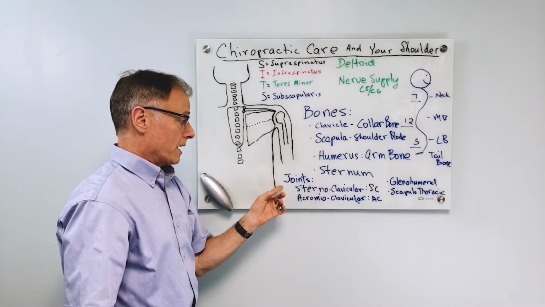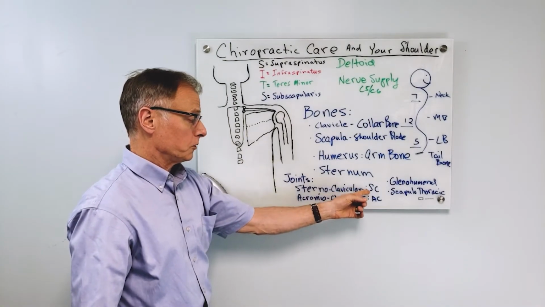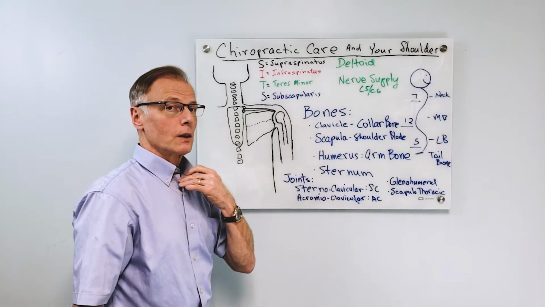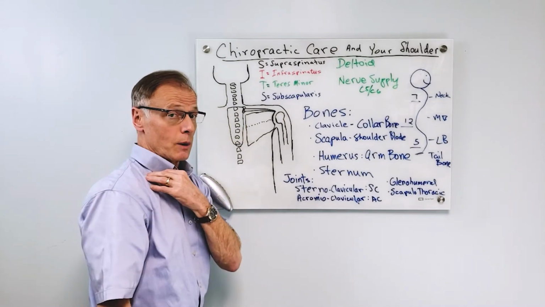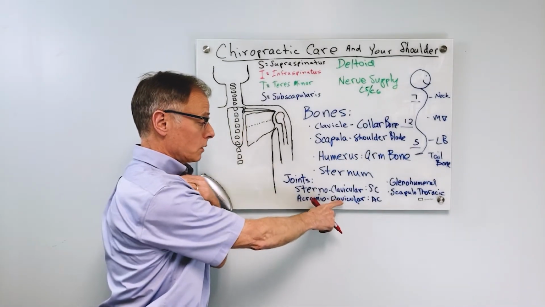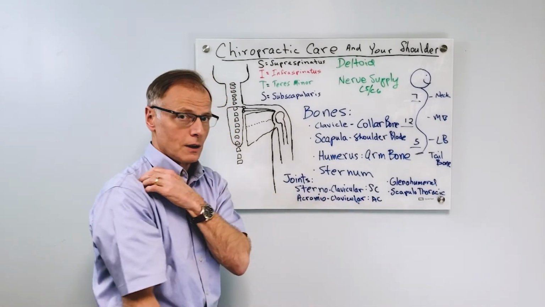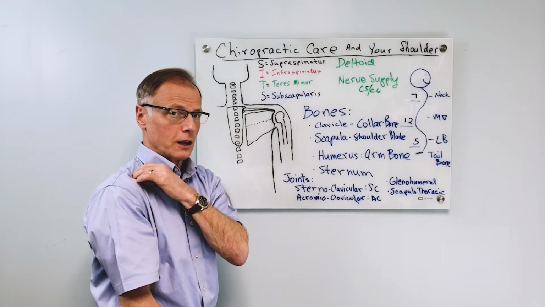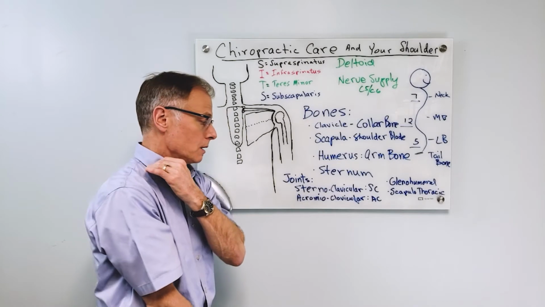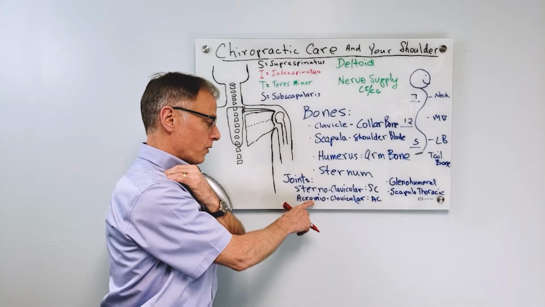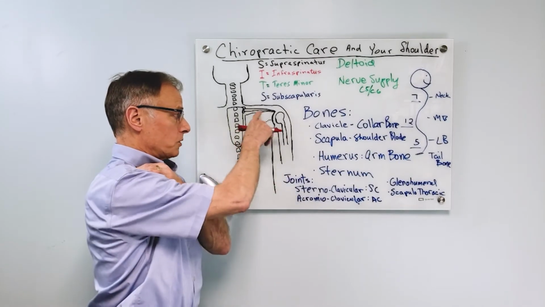Now the joints that make up the shoulder are the sternoclavicular joint, also known as the SC joint, and that sits right here. That's the joint between the sternum and the collarbone. Then you have the acromioclavicular joint, which sits out here. It's also known as the AC joint. This is where shoulder separations can occur, where the clavicle will actually separate and move away from the acromion process, which is part of the scapula.